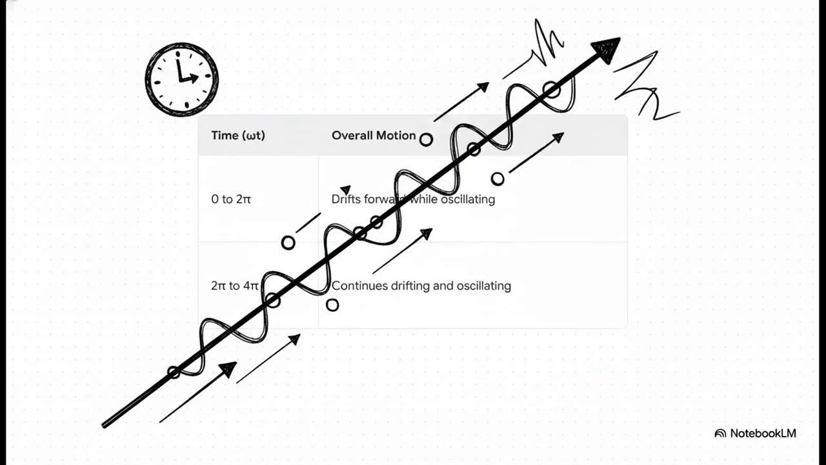And if you look at this plot from the book's answer key, you can see it perfectly. That overall straight line upward slope, that's the steady drift forward from the omega t part. And those little wiggles on top of the line, that's the sine part, showing the speed fluctuating. The particle is always moving forward, but it's constantly speeding up and slowing down in this perfect repeating cycle.